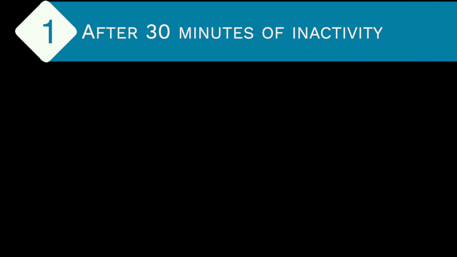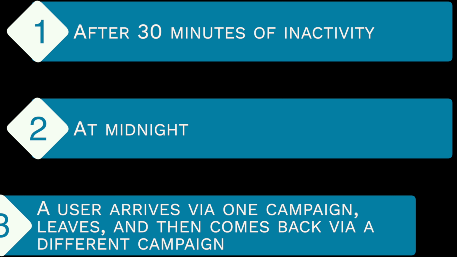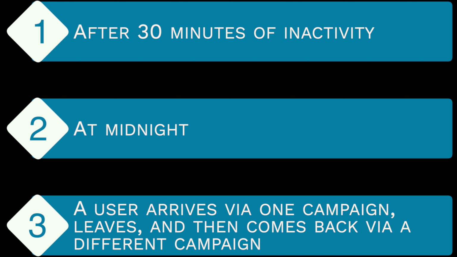To sort all of this out, let's start with Google Analytics data. When discussing various data discrepancies, it first helps to understand how Google Analytics collects and reports on your data, and in particular, Universal Analytics, not the new Google Analytics 4. Google Analytics is session-based, meaning that when someone comes to your website, Google Analytics tracks what you're doing until one of the following happens: after 30 minutes of inactivity, at midnight, or a user arrives via one campaign, leaves, and then comes back via a different campaign.